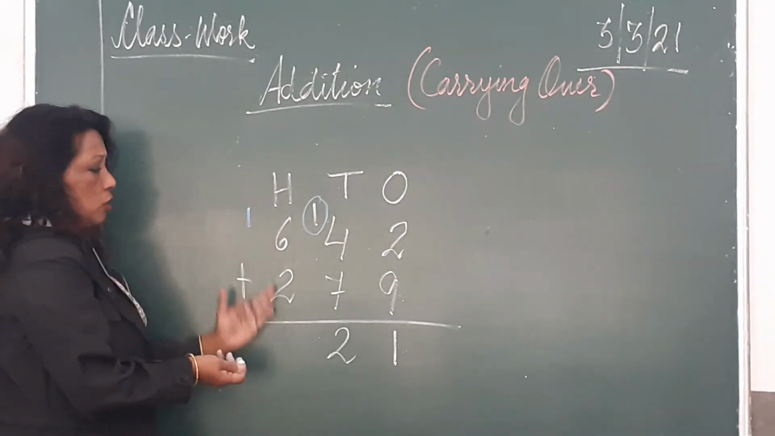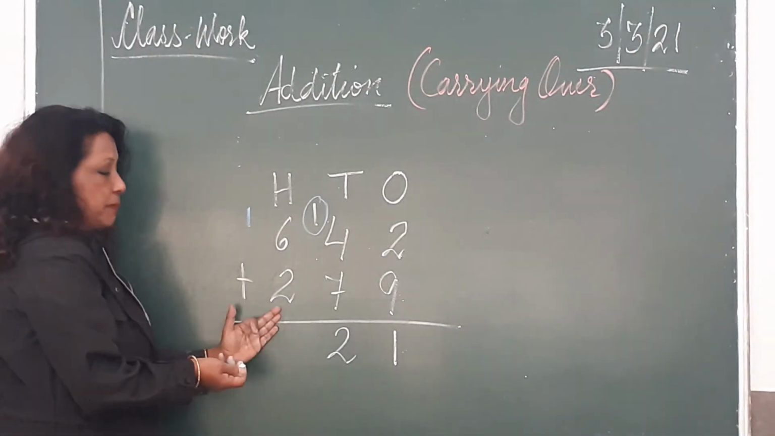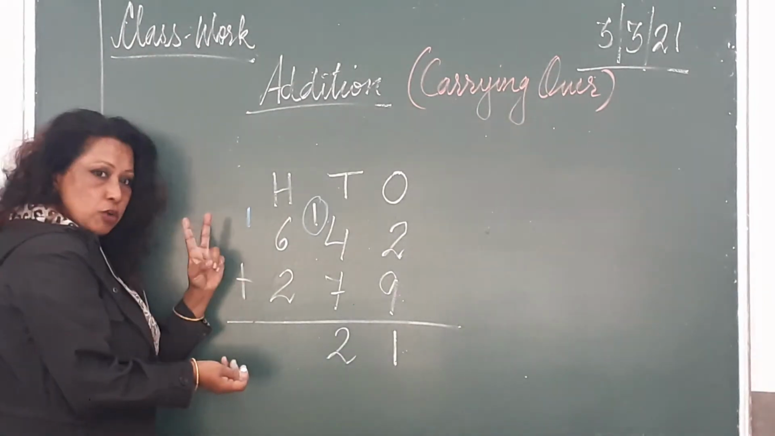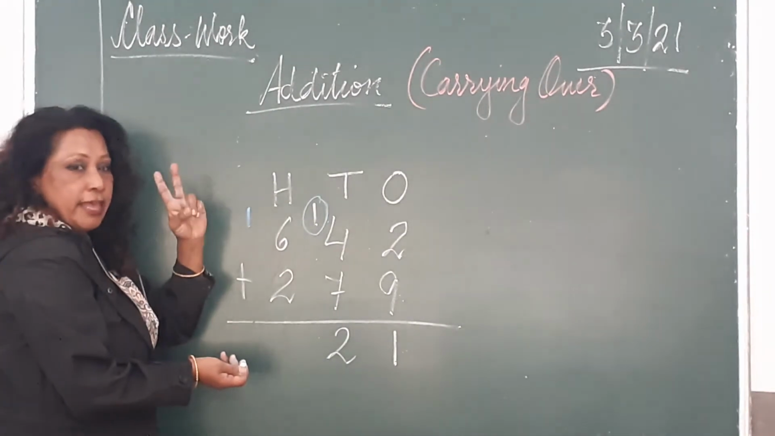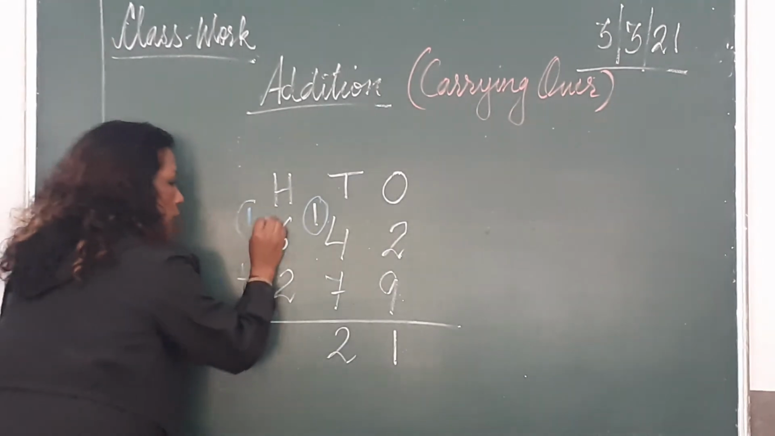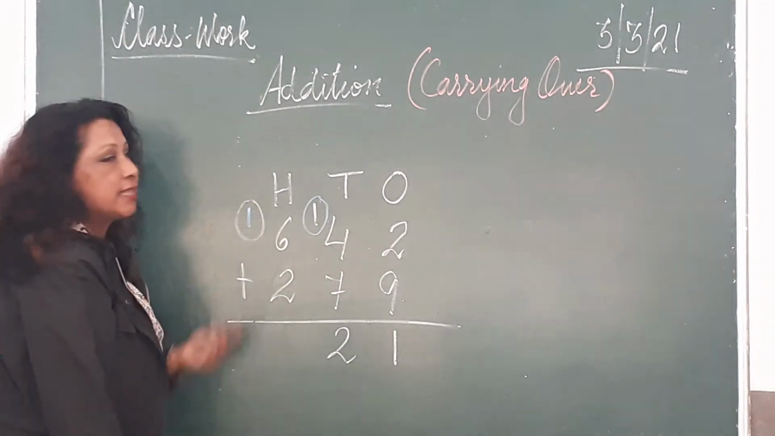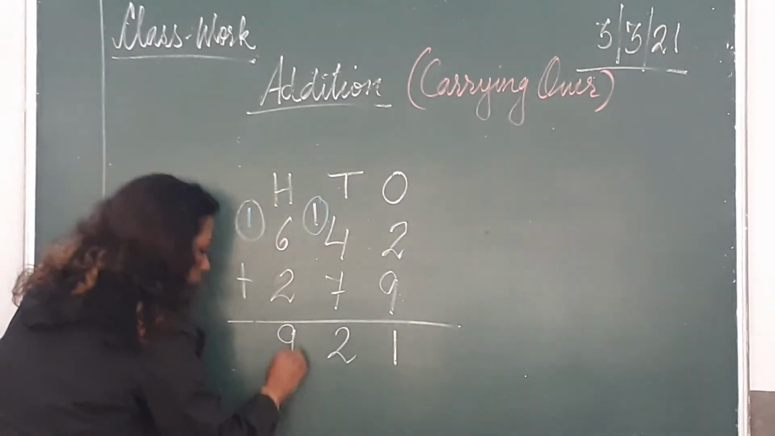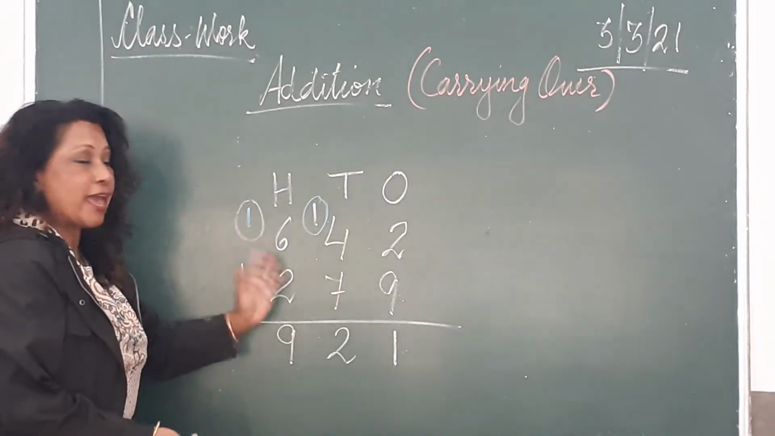Okay. Now come to hundreds place. 6 plus 2 which is small? 2. So take out 2 fingers. So 6, 7, 8 and this 1 which was carried away, that is 9. So you bring 9 here. So this is how you do carrying over.